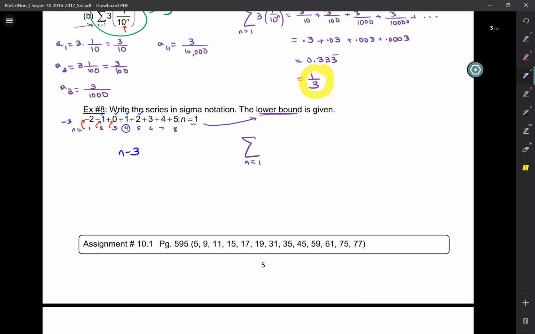Okay, so that must be the formula, right? So in here I say, okay, it's n minus 3, all right? And I'm almost done. So I started with n equals 1, and what's my final value of n? I go up to n equals 8. There we go. Okay, so that's the answer.